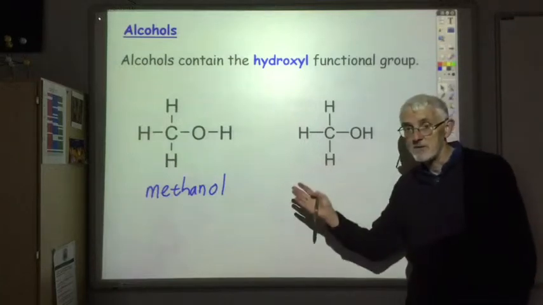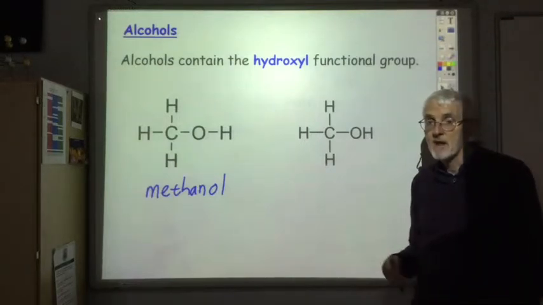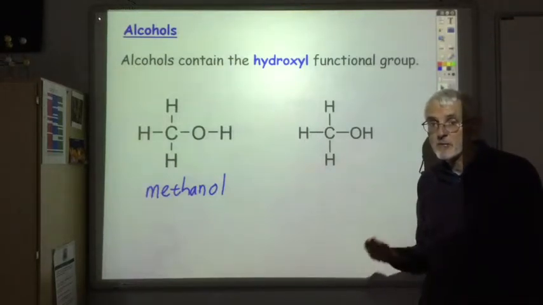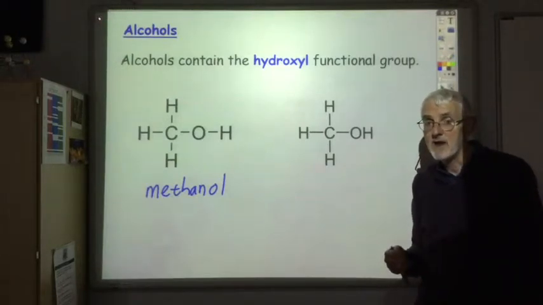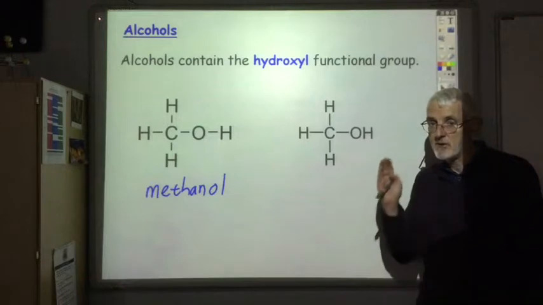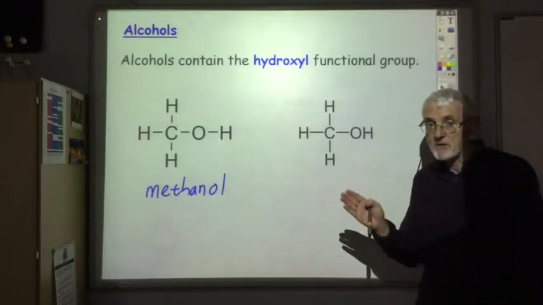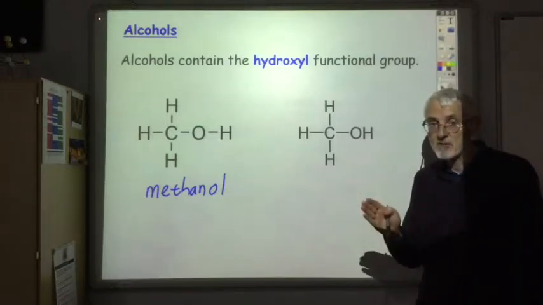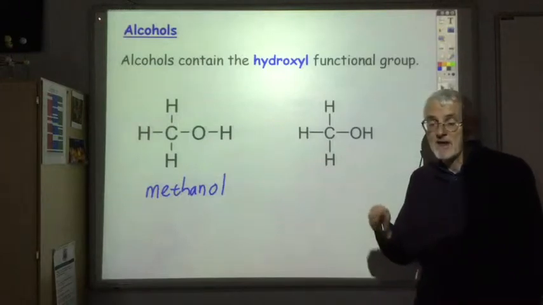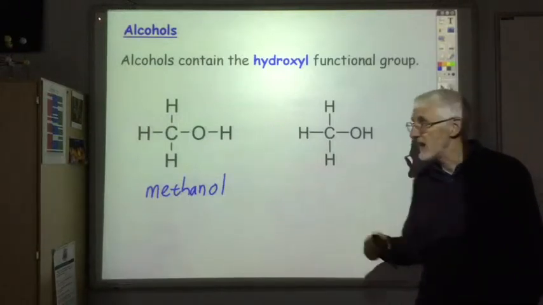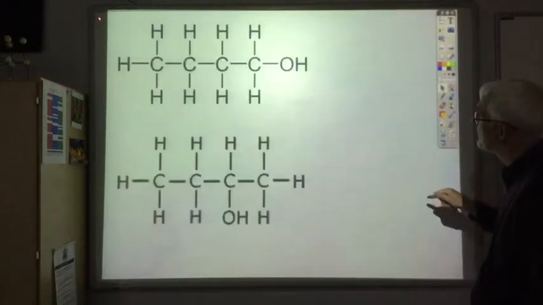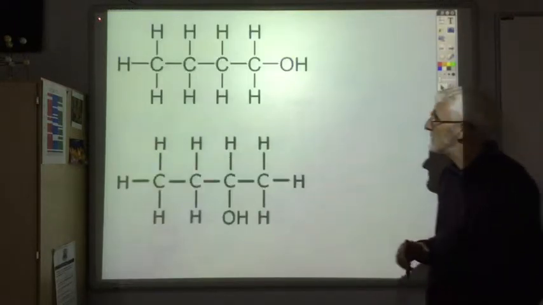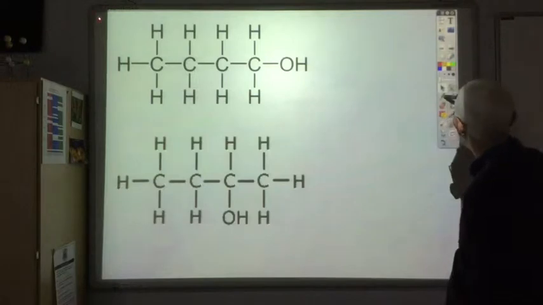If you have two carbons, you've got ethanol. If you've got three carbons, you've got propanol. But once you get to three carbons, you've got a choice of where you put the hydroxyl group. Do you put it on the number one carbon or the middle carbon? And so on. After propanol, you always have that choice. So let's look at a couple of isomers of butanol. Okay. So 4 carbons, an OH group.